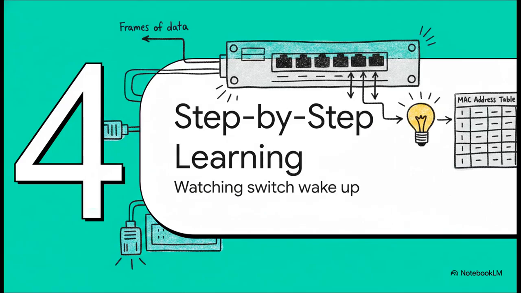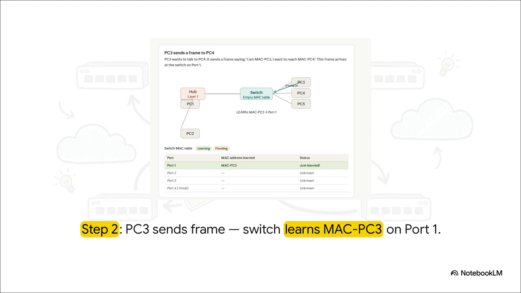Section 4. Step-by-step network learning. Watching the switch wake up. Let's look at step 2 in our chronological journey. Let's say PC3 wants to talk to PC4. It sends a network frame saying, "Hey, I am Mac PC3 and I want to reach Mac PC4." This frame arrives at the switch on port 1.